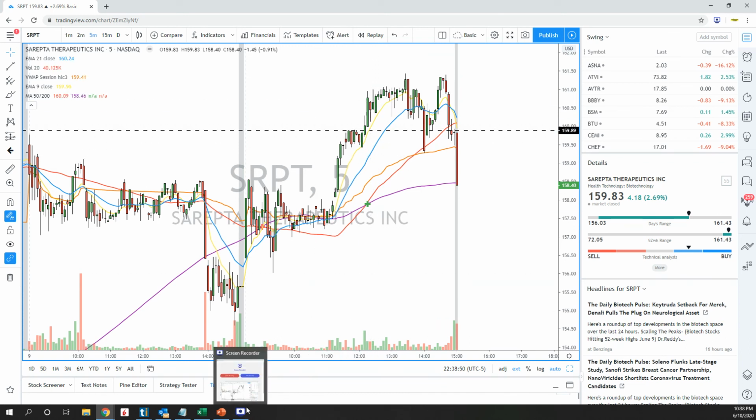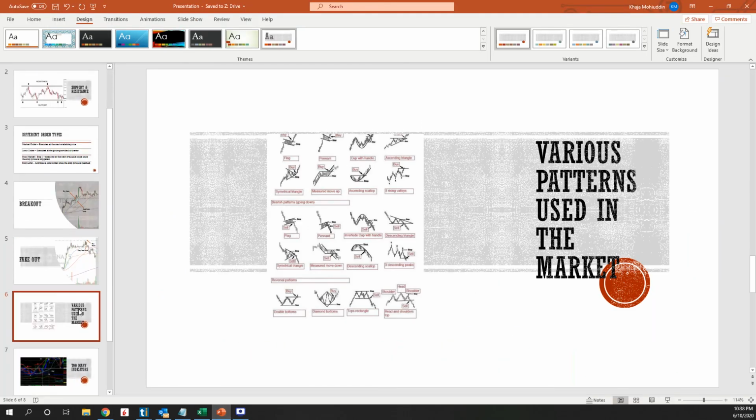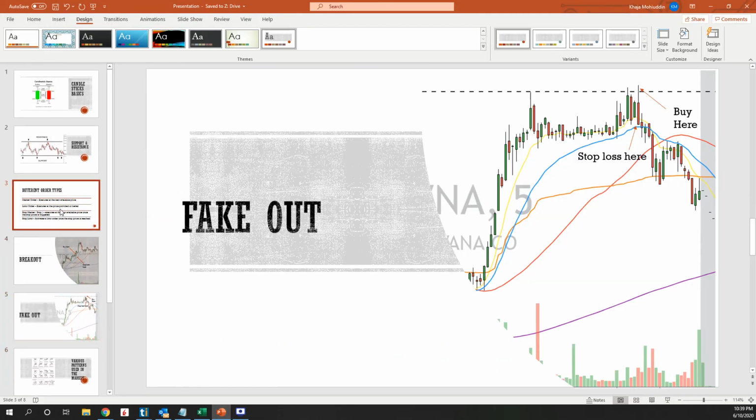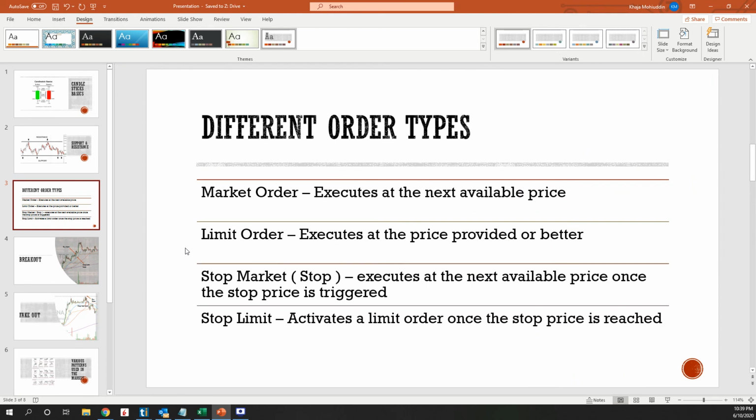I hope I was able to answer some of your questions with this. What's a breakout? What's a fake out? More importantly, the different types of orders, because I've been getting a lot of feedback from members that they're executing the wrong type of orders, right? So this was just to lay the foundation, and hopefully we could build on this.